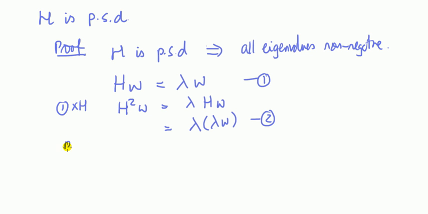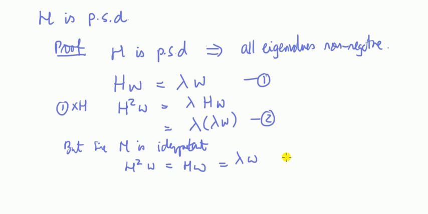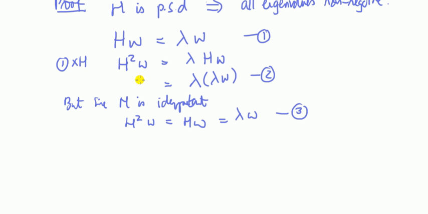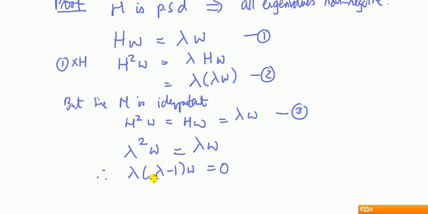But since H is idempotent, we can see from here that H squared w is equal to Hw, and from 1 that is equal to lambda w. So we've got two expressions for H squared w, here in 2 and here in 3. Equating them, it must be the case that lambda squared w equals lambda w. In other words, rearranging this, we must have this is 0, and that is the case if lambda is equal to 0 or 1.